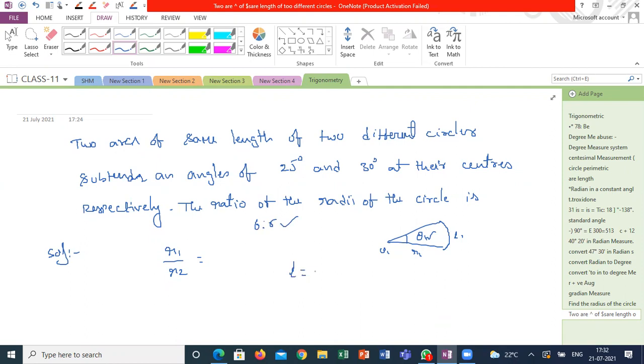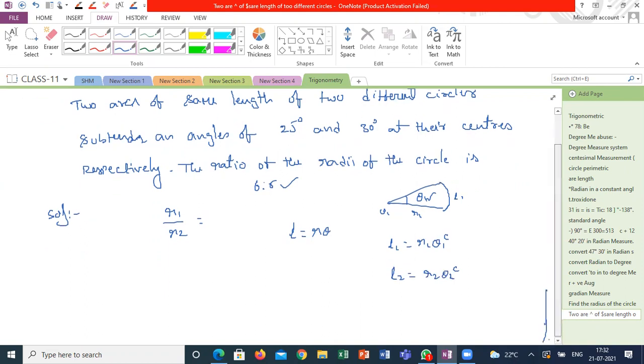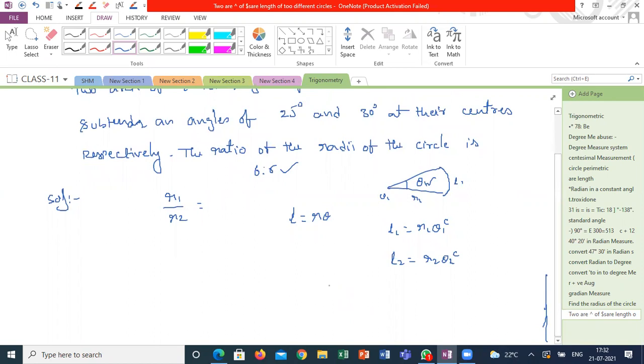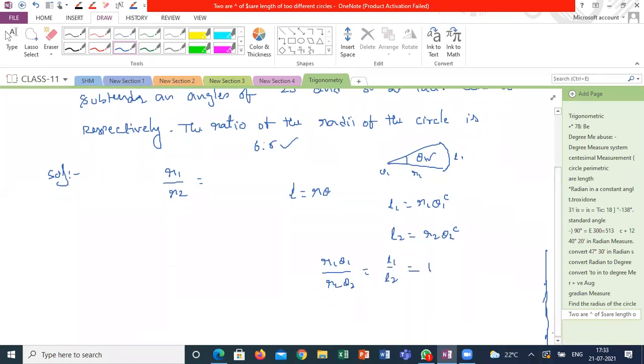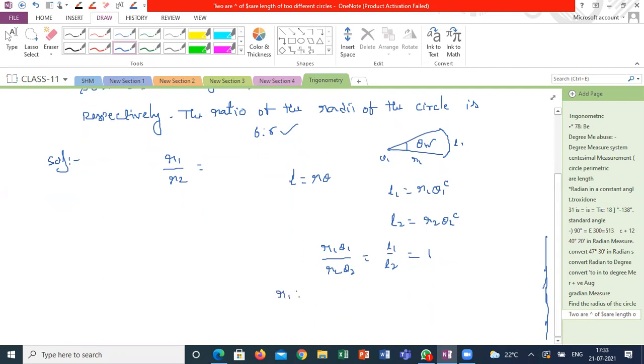So L is equal to R theta. From here I can write L1 is equal to R1 theta 1 in radian measure, and L2 is equal to R2 theta 2 in radian measure. So R1 theta 1 by R2 theta 2 will be L1 by L2, which is nothing but 1, because both the lengths are the same as given. From here R1 theta 1 by R2 theta 2 is equal to 1, so R1 by R2 is equal to theta 2 by theta 1.